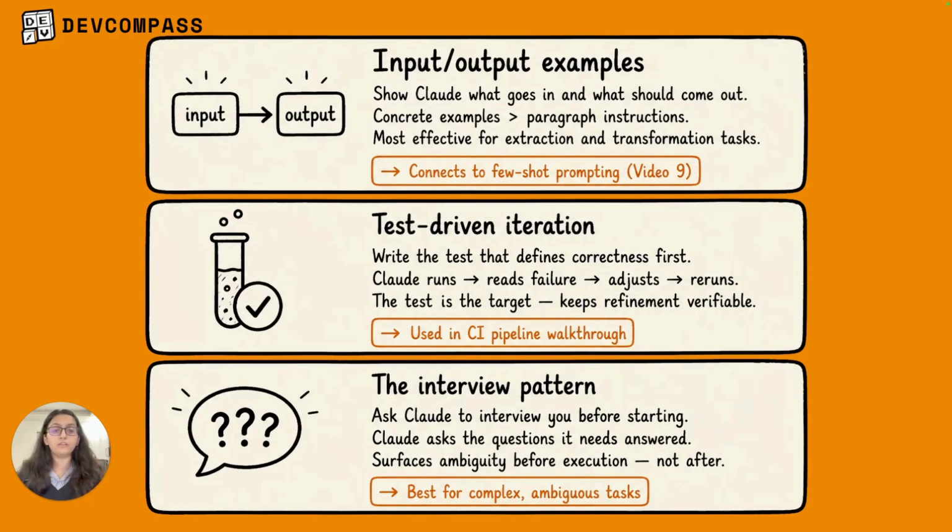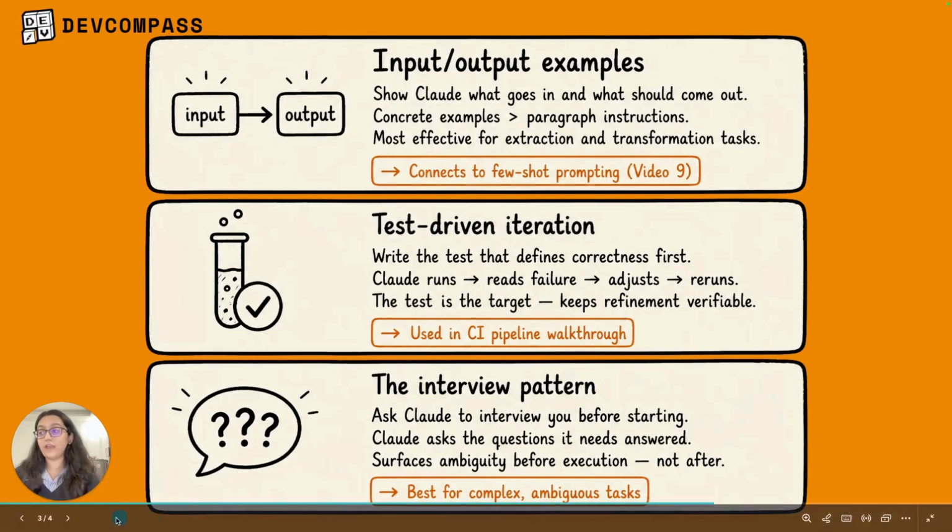Instead of giving Claude the full task upfront, you ask Claude to interview you, to ask the questions it needs answered before it starts. And this is my favorite technique. I am always like, if you don't understand the task, please ask questions. And you will be amazed by the kind of questions Claude asks. Sometimes you get more clarity on what you exactly wanted. So this surfaces ambiguity before execution rather than after execution. Saves you a lot of time, trust me. And it is the best for complex, ambiguous tasks. So when you're not sure what you don't know, you need to use this pattern.